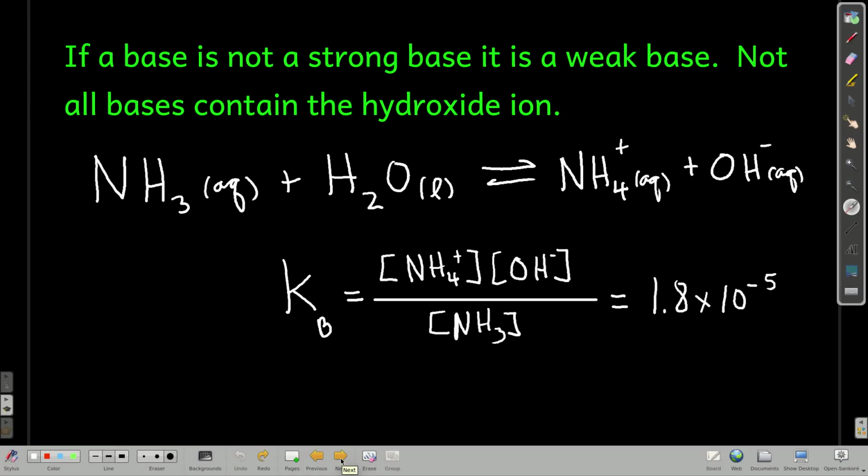And not all bases contain the hydroxide ion. A lot of weak bases have no hydroxide ions in them. But when you put them in water, oftentimes they do produce it. For example, let's look at ammonia and how it's a weak base.